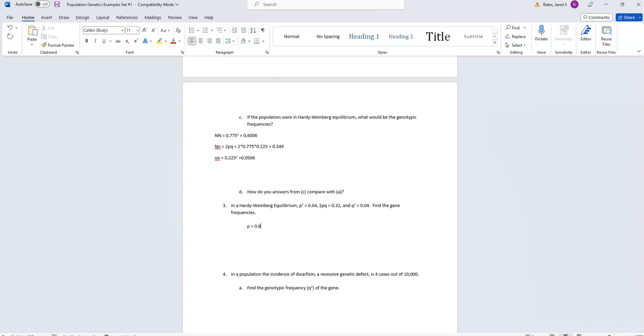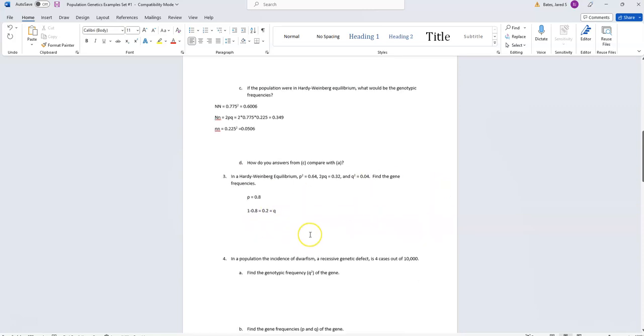So if I do the square root of 0.64, I'm going to get p equal to 0.8. And likewise, since p plus q equals 1, if I do 1 minus 0.8, that's going to be 0.2, and that's my q. So my gene frequencies then would be 0.8 and 0.2.